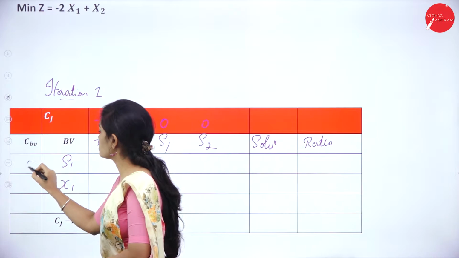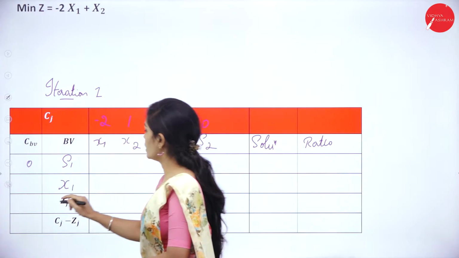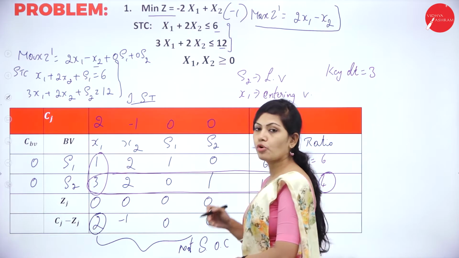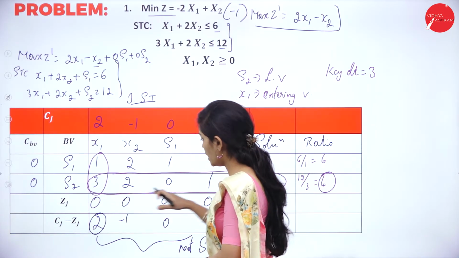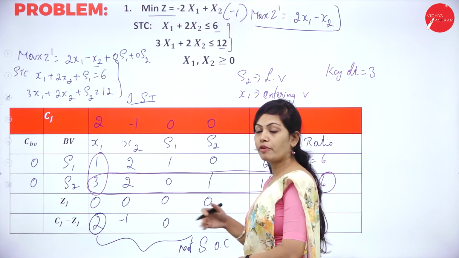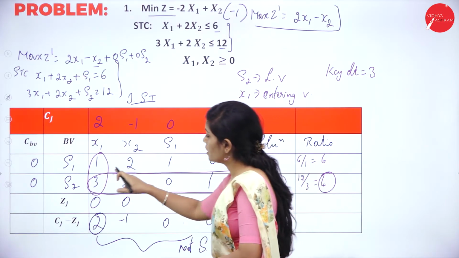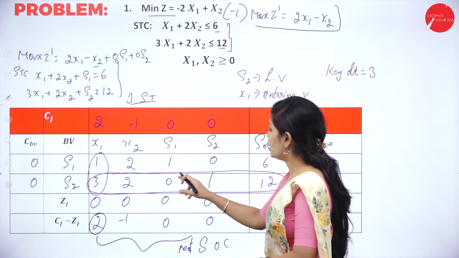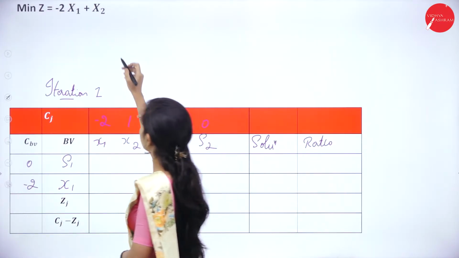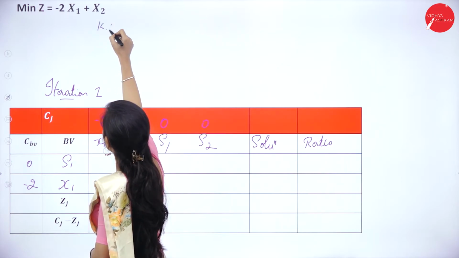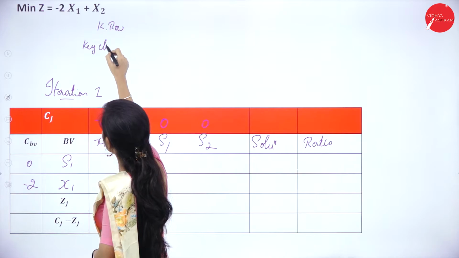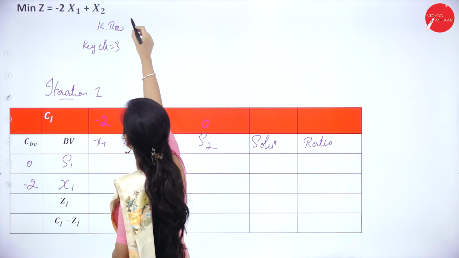This is s1, 0. What is the coefficient of x1? It is -2. So now find the key row and non-key row values. So this is the key row. Using the key element, we can find the new key row values. So 3, 2, 0, 1, 12. List all the key row values: 3, 2, 0, 1, 12. Key row. Key element is equal to 3.